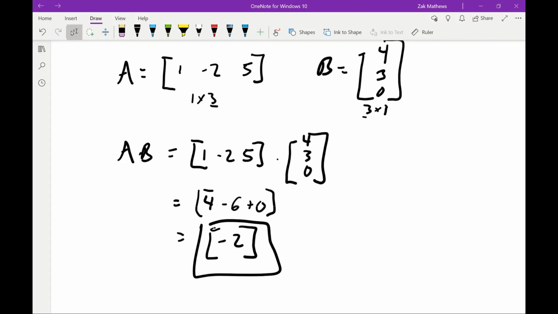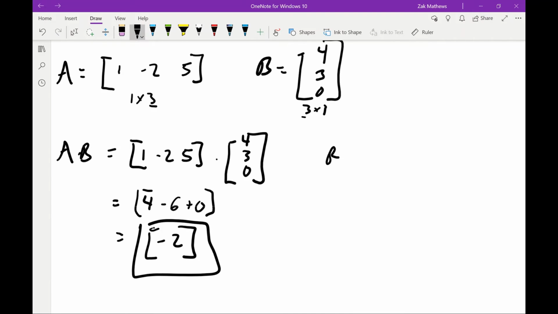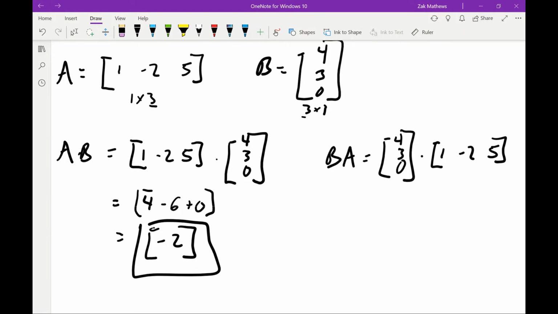It's kind of odd. Let's see what happens if I were to switch the order. B times A. That means I'm doing the 4, 3, 0 times the 1, -2, 5. And again, to make sure that it works, I have a 3 by 1 matrix here and a 1 by 3 here. The inner numbers do match. This is possible. So let's multiply them together.